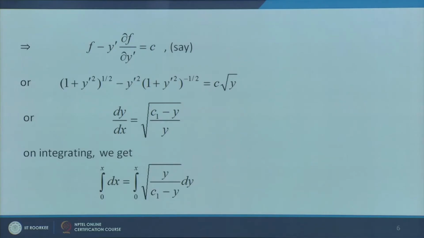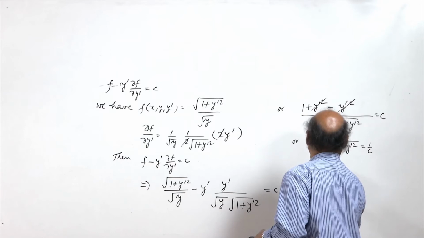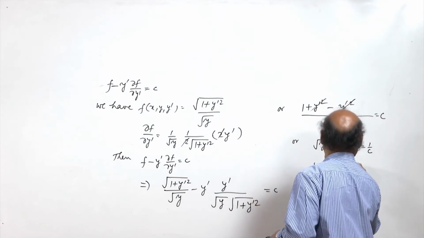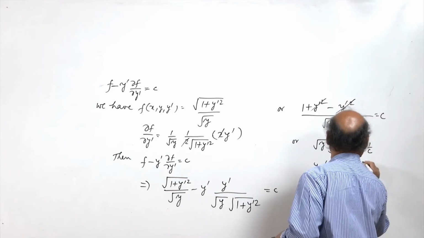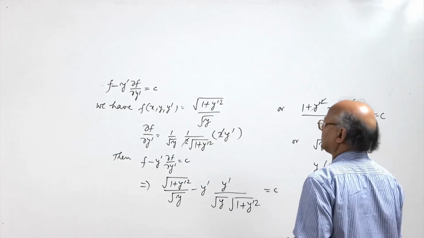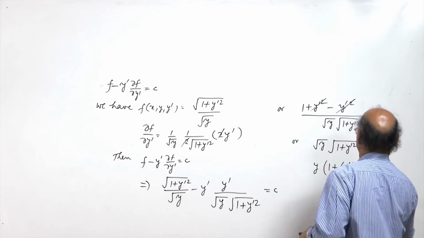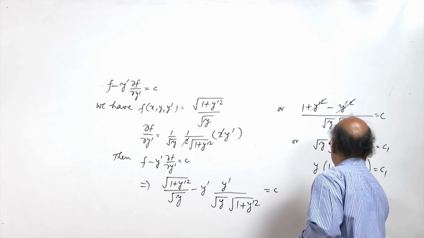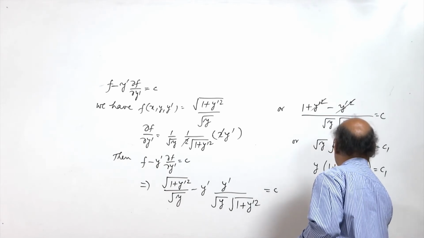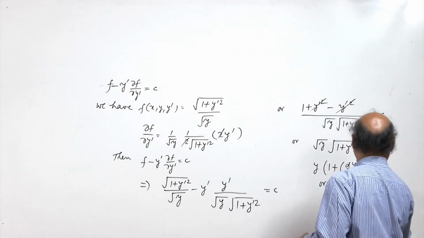So what we get is, we can solve it. So let us see, this is y times (1 plus dy by dx) whole square equal to 1 over c. If we put it as c1, then we can say dy by dx is equal to the square root of (c1 over y minus 1).